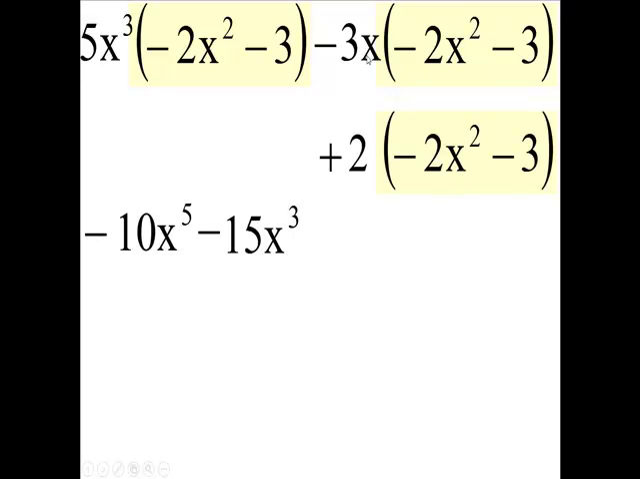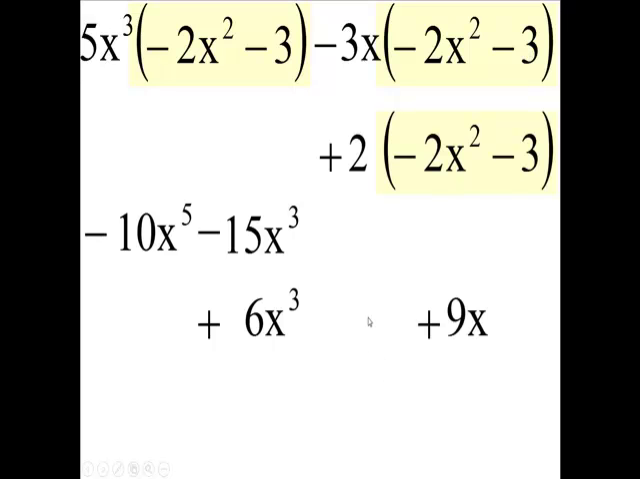Move on to the 3x. Okay, negative 3x times negative 2x is a plus 6. Negative 3 times negative 2 is plus 6. And you have 1, 2, 3 x's. So it goes right underneath this one. All right, these are like terms, aren't they? And then I have negative 3x times negative 3 is going to be 9x.